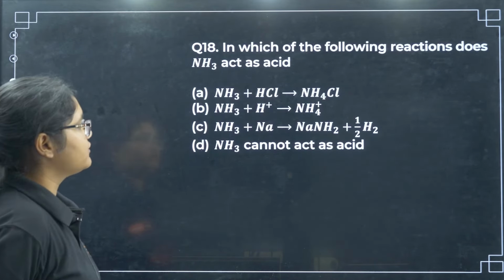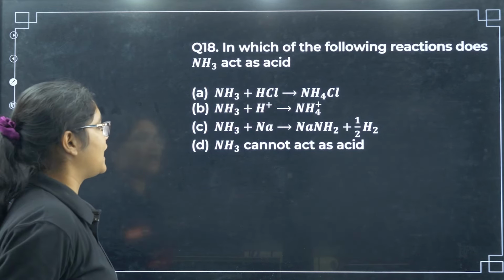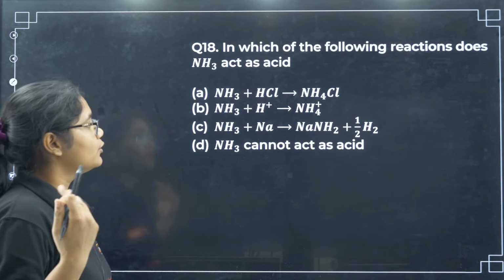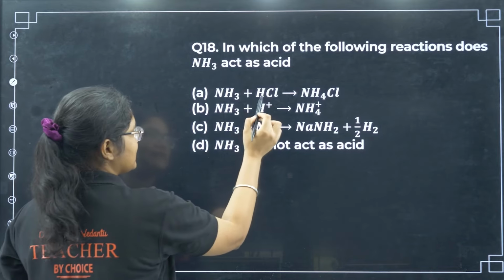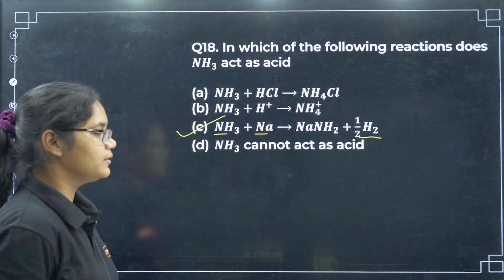Next, in which of the following reactions does NH3 act as an acid? So NH3 will act as an acid means it has to donate H plus, right? So here it is accepting, here also it is accepting, here it is donating. So that is why option number C.